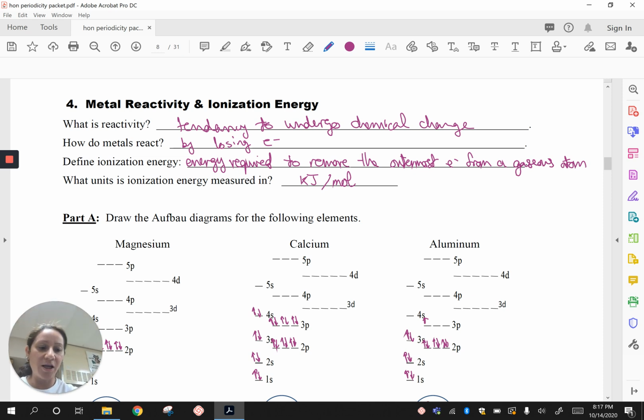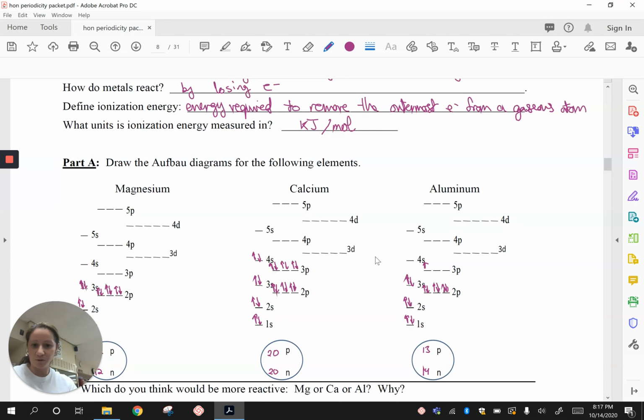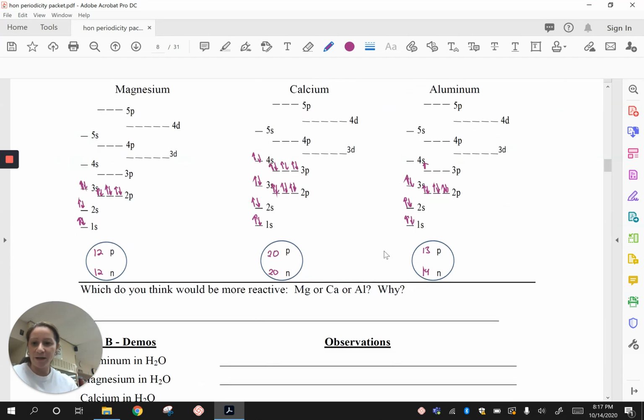So if we were to look at some Aufbau diagrams for some elements here, we have magnesium, calcium, and aluminum. I already went ahead and drew the Aufbau diagrams here to show you. Magnesium and calcium, you know that they are in the same group. Calcium is below magnesium on the periodic table. Magnesium and aluminum are in the same period.